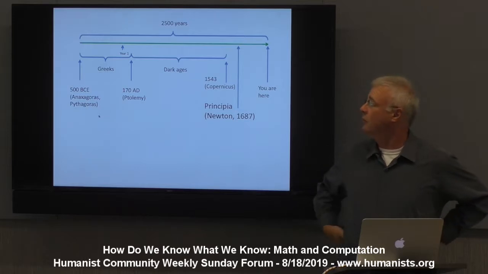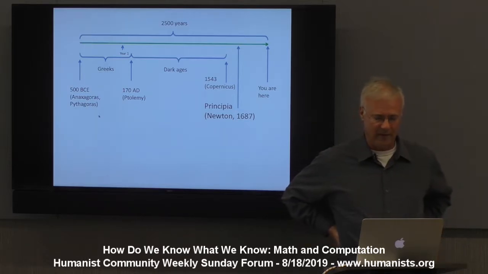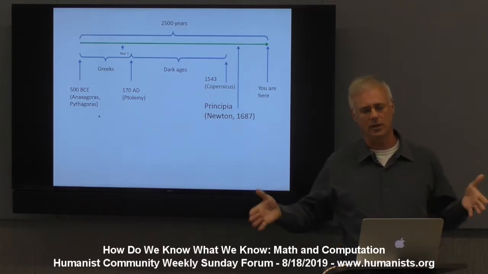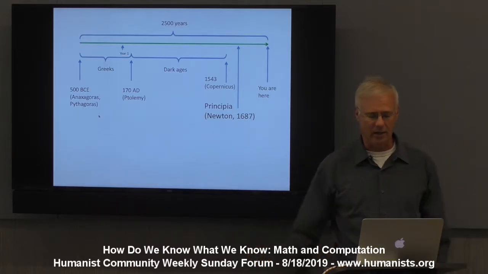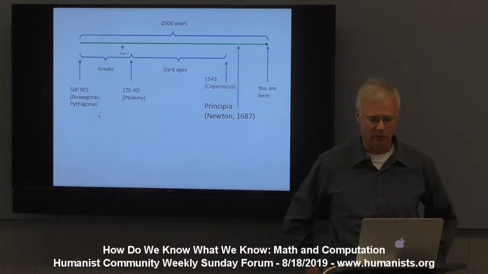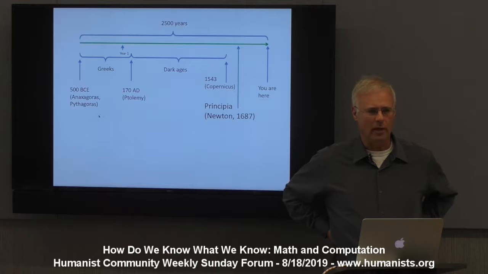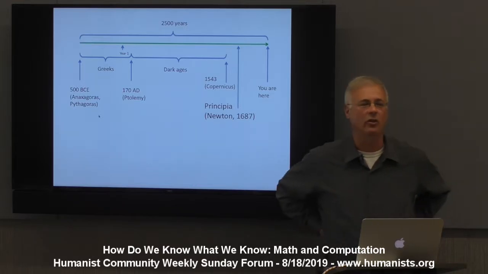So you've got the Greeks from about 500 BC to 170 AD, followed by the so-called Dark Ages, where not much happened, followed by the modern era starting at about 1543 or so with Copernicus. The story of mathematics predates all of that by a very wide margin.